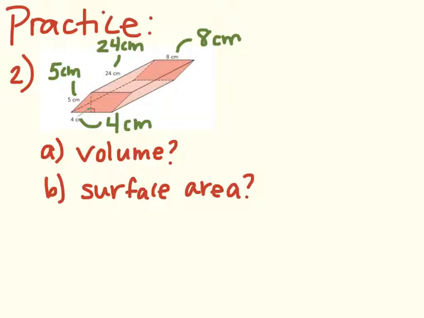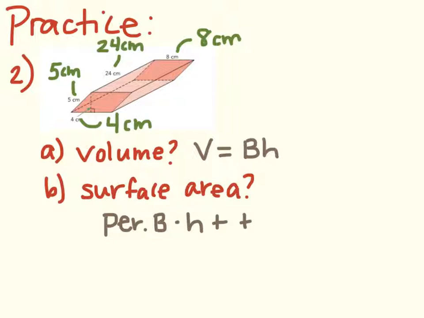Remember, you'll want to use the base of the prism times its height to solve for the volume. The base will be equal to the area of the parallelograms. And then the surface area you'll calculate by finding the perimeter of the base, multiplying that by the height, and adding to that the total area of the two bases.